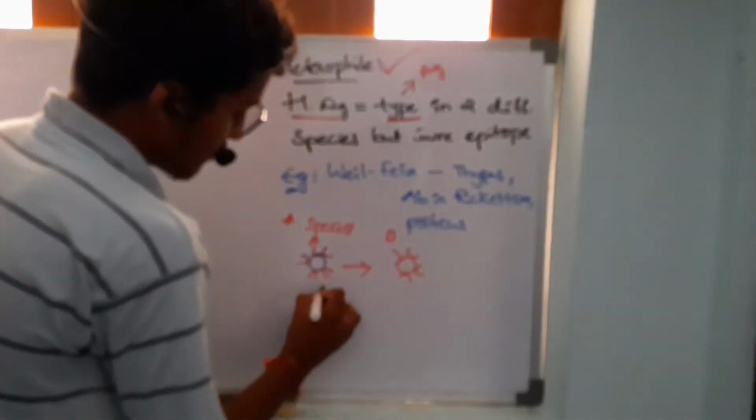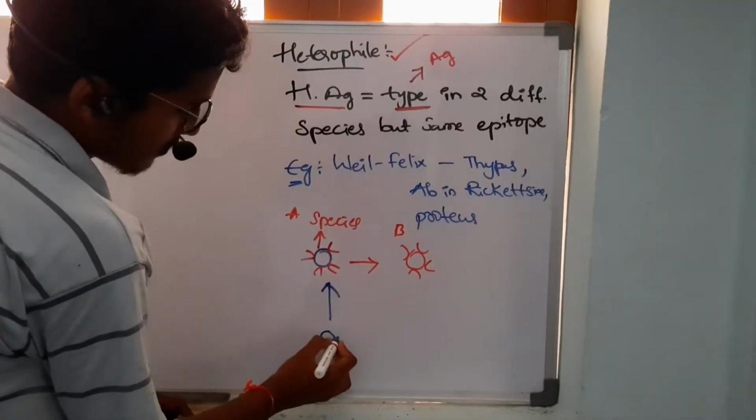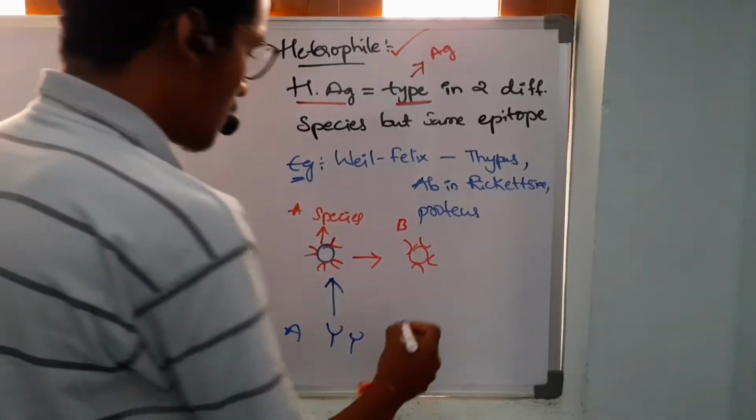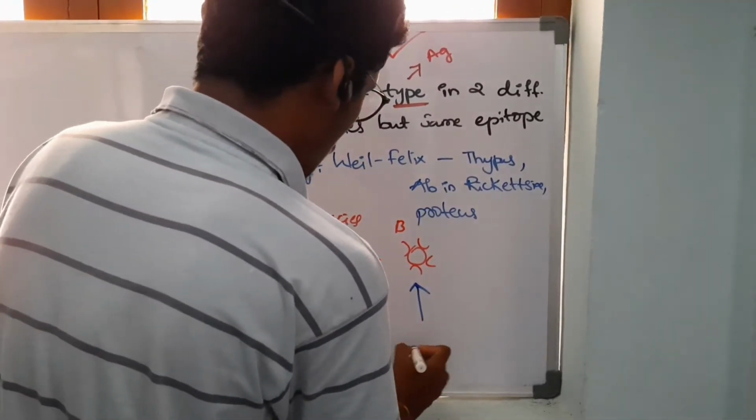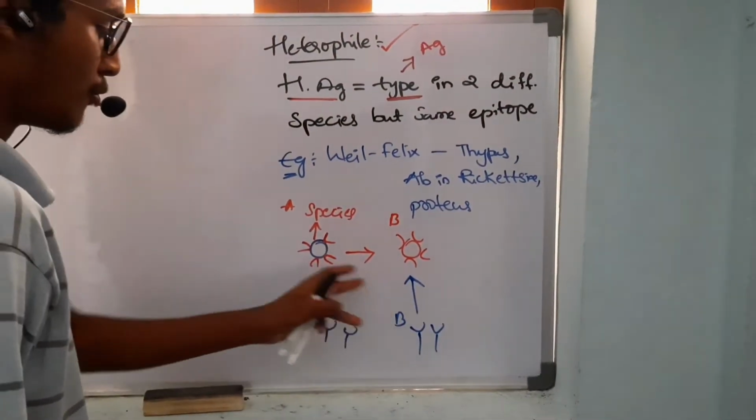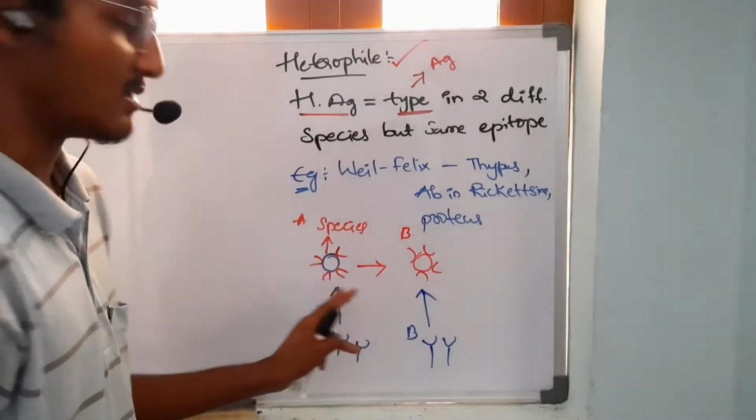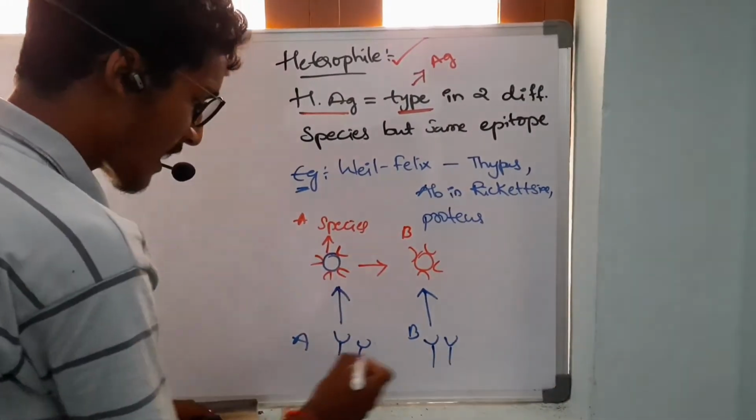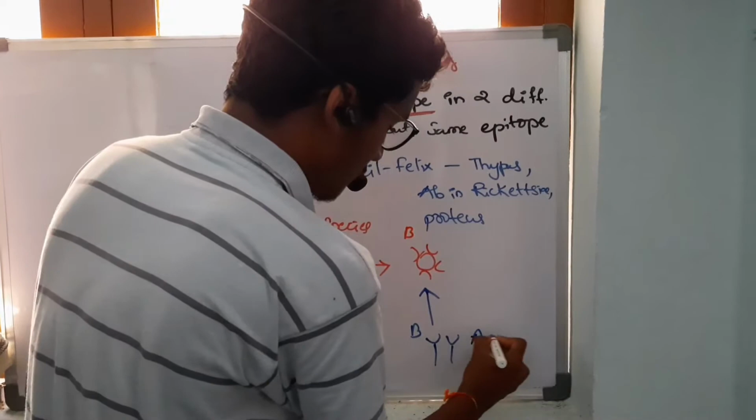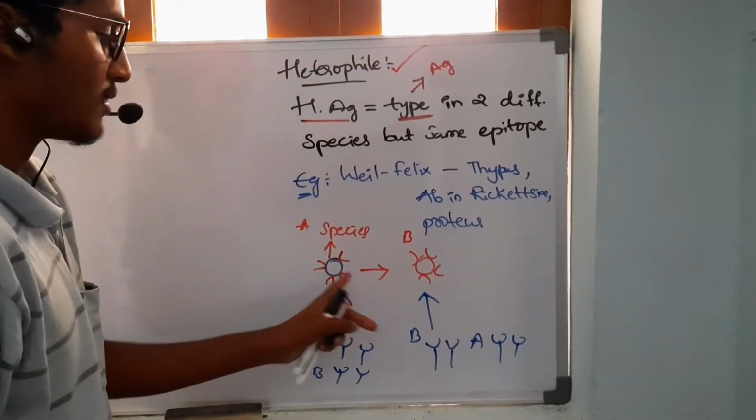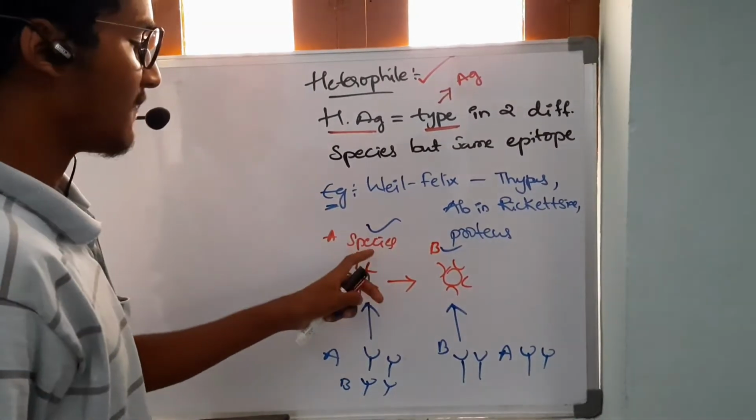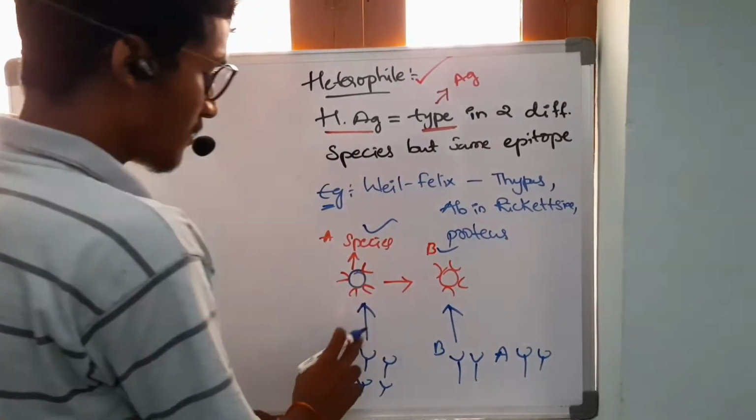Then A species reacts with an A antibody, and B species also reacts with a B antibody. As both of these share the same epitope, they can cross-react: the A antibody can react with B also, and the B antibody can react with A also, because both epitopes are the same but the species of the antigen is different. So what is different? Only the species is different, but the epitope is the same.